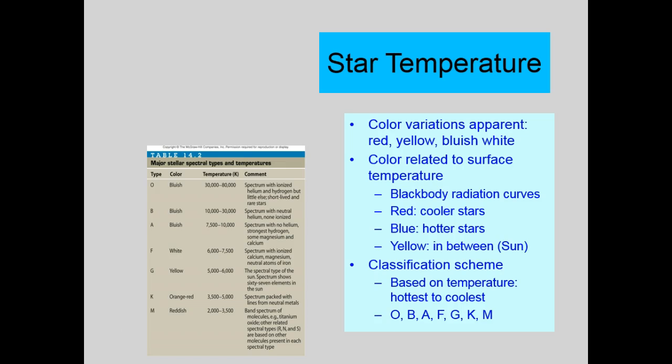The B stars, the blue stars, are again bluish, maybe not quite as brilliant blue. 10,000 to 30,000 K surface temperature. The spectrum shows neutral helium, none of it ionized. Do y'all know the difference between neutral, meaning balanced atoms, and ions? Do you know that difference? Okay, let me go to that real briefly with you.